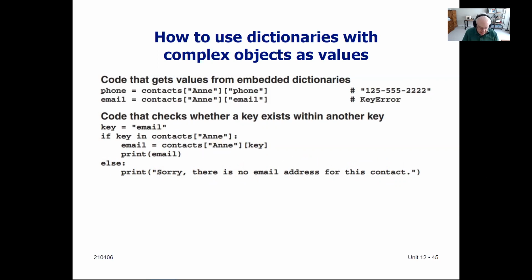I think that the main thing that we've got to see is how we deal with the embedded dictionary. So we work from the contact, which is the main contacts dictionary, and we look inside the Ann dictionary for the key in this case, which is email up here.